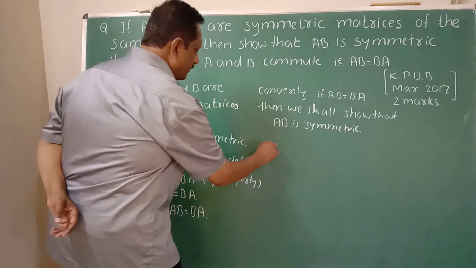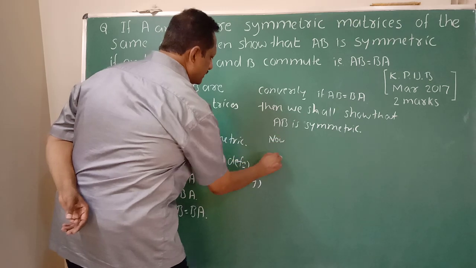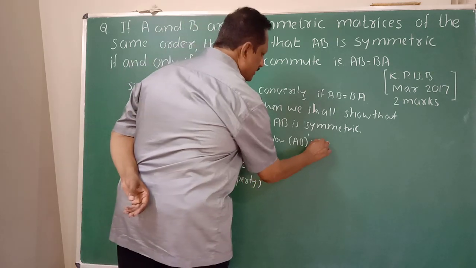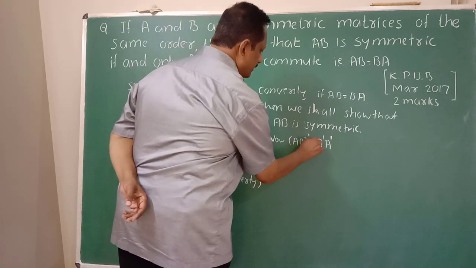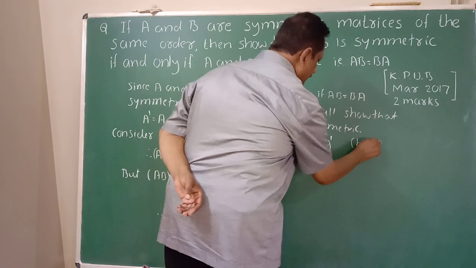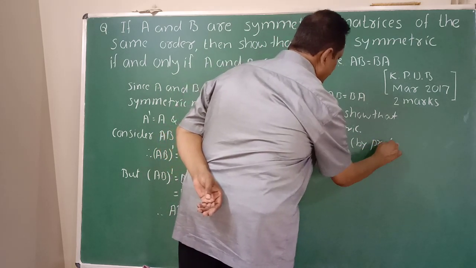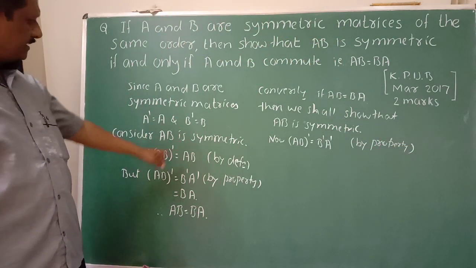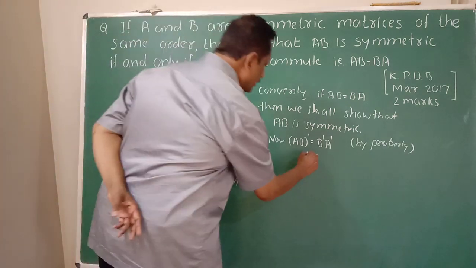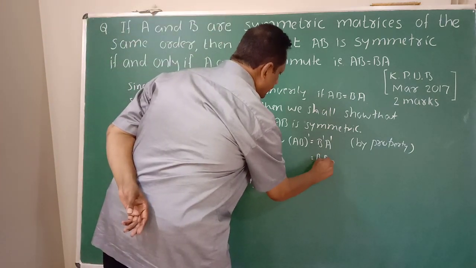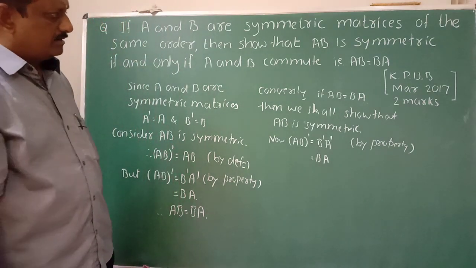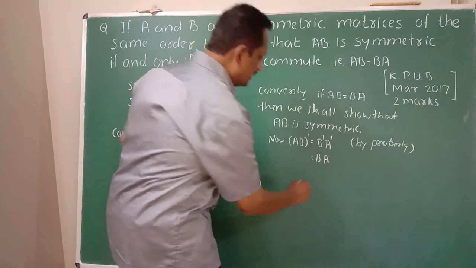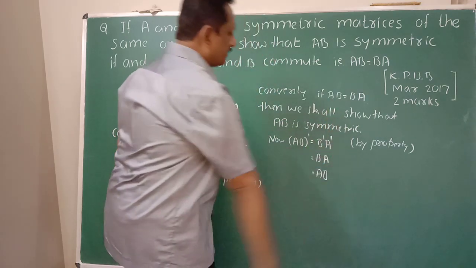Now, you know the property of the transpose of the matrix. AB whole dash is equal to B dash into A dash, by the property of the transpose of the matrix. But B dash is B and A dash is A. Therefore this is equal to BA. Then here AB is equal to BA, so instead of BA, you can take AB. Therefore this is equal to AB.